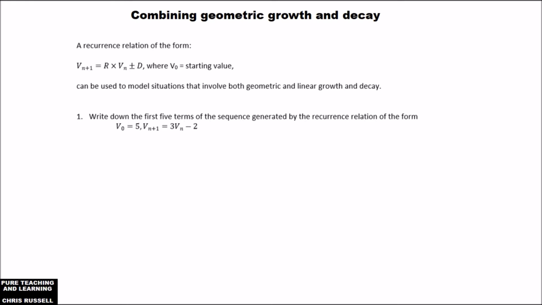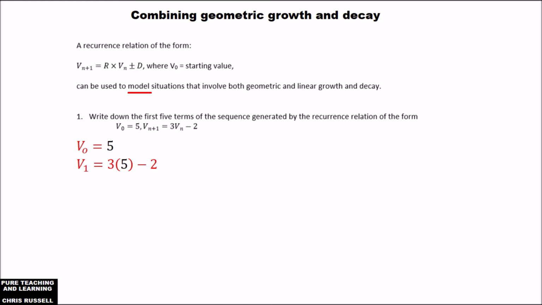In the first question, we're going to write down the first 5 terms of the sequence generated by the recurrence relation of the form. The initial value equals 5, Vn+1 equals 3Vn subtract 2. So we're going to show each term and how it was calculated. Our initial value is 5. We substitute that into the next term.